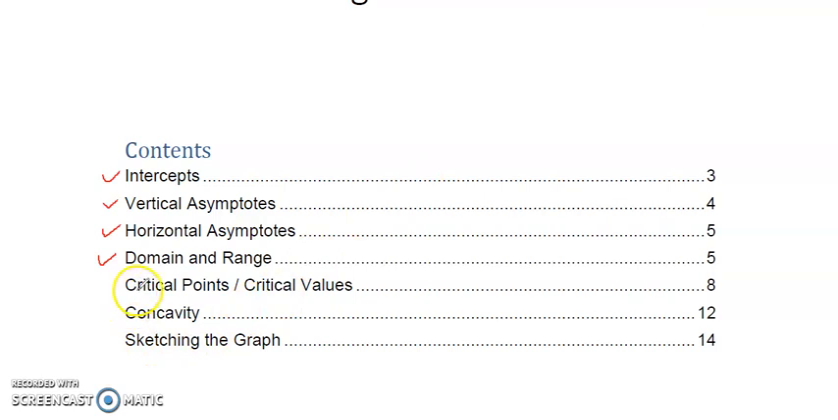Critical points, that's not in today's lesson, but it's going to be done before long. That involves using calculus to find maximum and minimum points and something called critical values, points of inflection. Concavity, where does the graph concave up? Where is it concave down? You're going to learn a technique for finding that. And then putting everything together, we're going to be making accurate sketches of a graph.